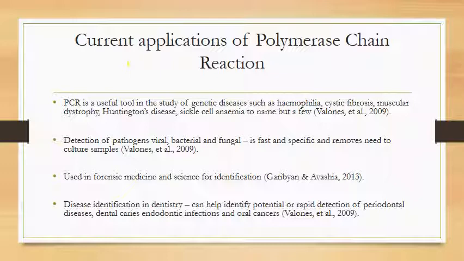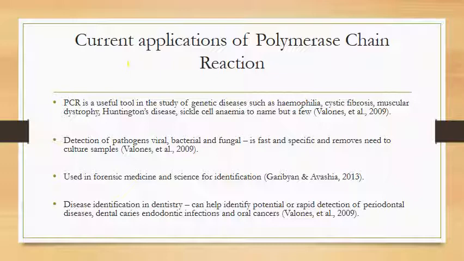So, current applications of polymerase chain reaction. PCR is a really useful tool in the study of genetic diseases such as haemophilia, cystic fibrosis, muscular dystrophy, Huntington's disease, sickle cell anemia, just to name a few. Obviously, there are so many genetic diseases that this can be used to investigate further. It's great in the detection of pathogens, whether they be viral, bacterial or fungal. PCR is fast and specific, and it removes the need to do long culture samples.